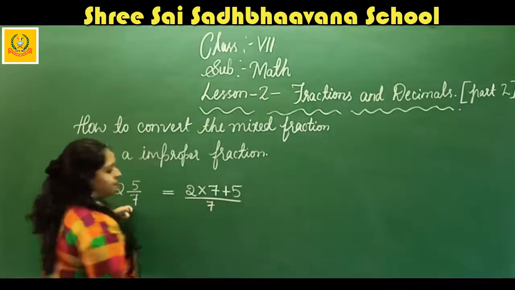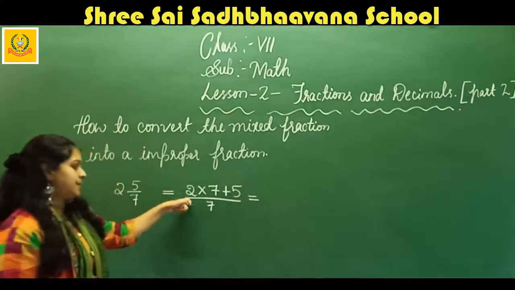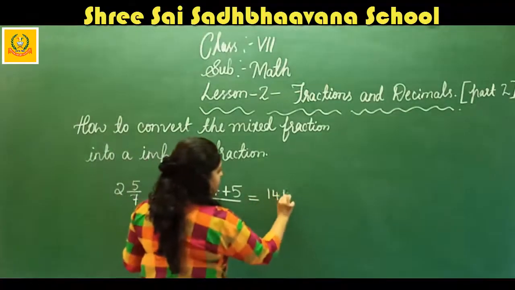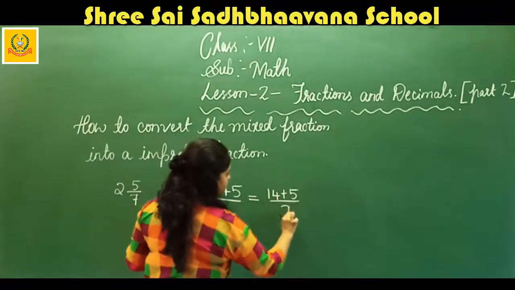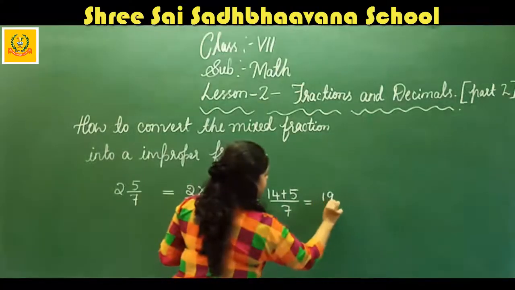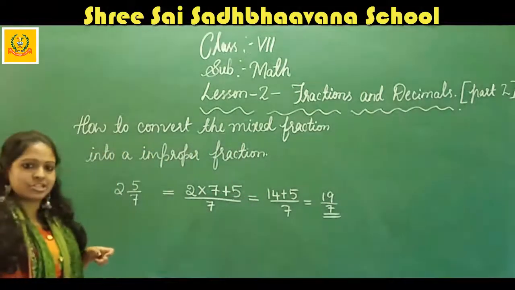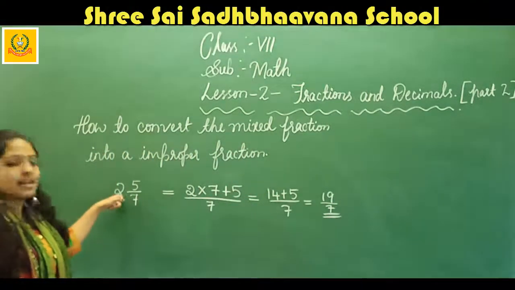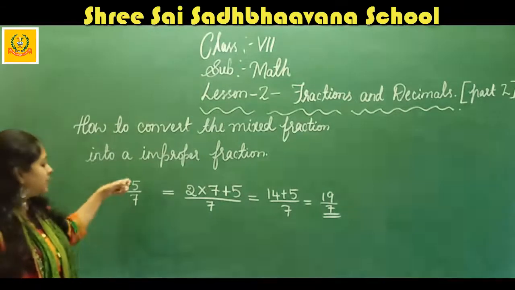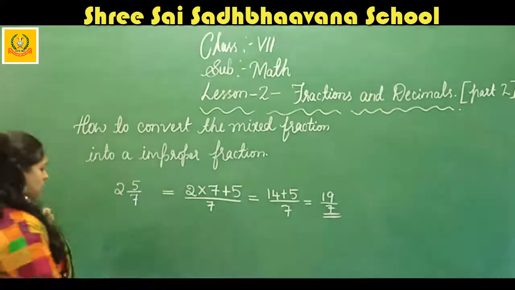Now, let us check it out. How to get the answer? 2 sevens are 14. 14 plus 5, how much? 19. 19 by 7 is the improper fraction. Understood, children? What have I done here? I have multiplied the whole number with the denominator. To that, I have added the numerator. Shall we see one more example?